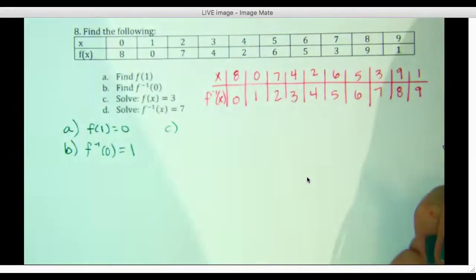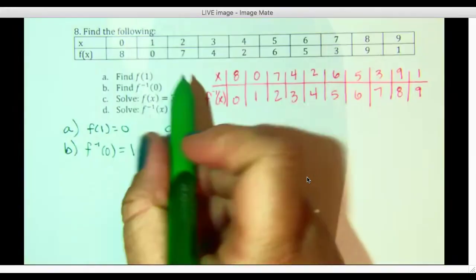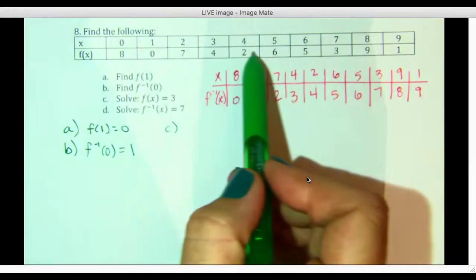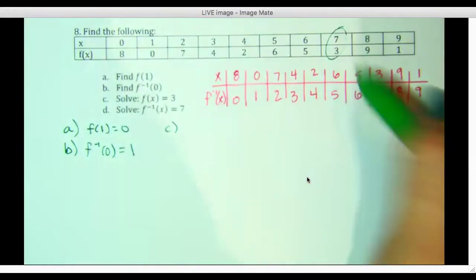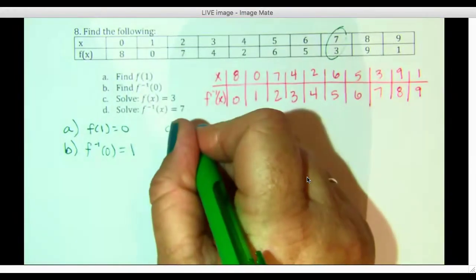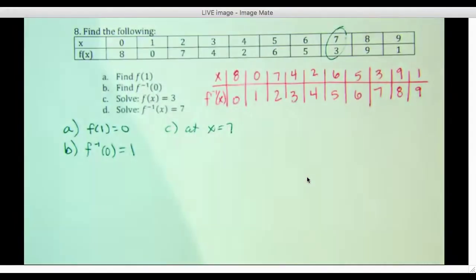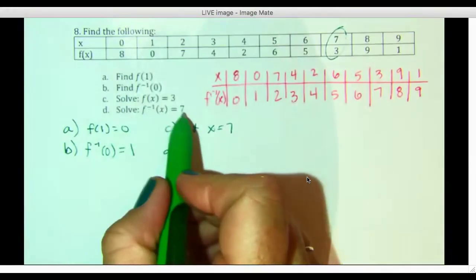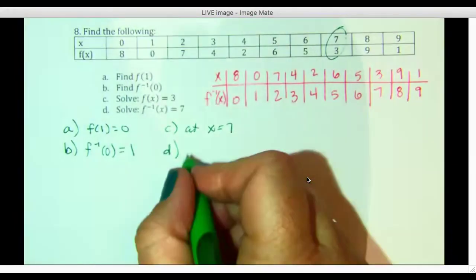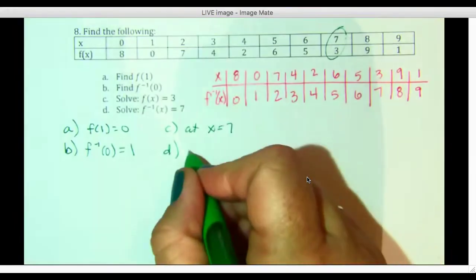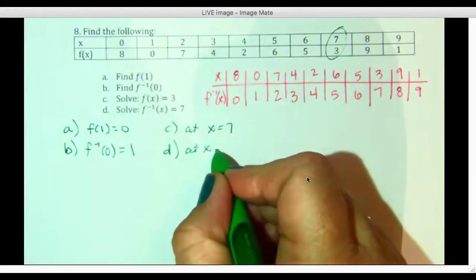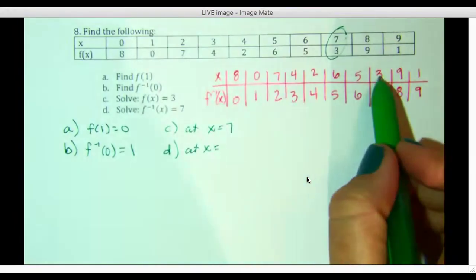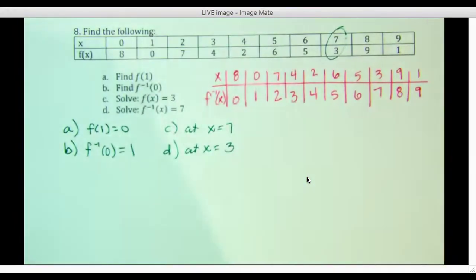For part C, it says solve f of x equals 3. Well, we're asking where does f of x equal 3? And we're looking here at x equals 7. Okay, and then we can ask the question, where does inverse f of x equal 7? Well, inverse f of x equals 7 at x equals 3. Okay.